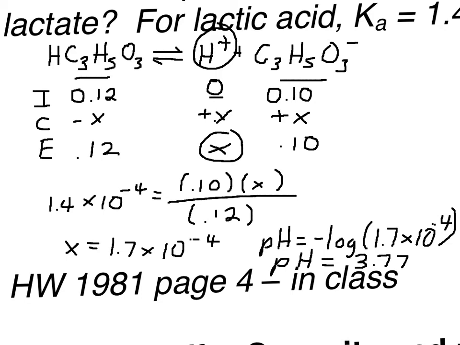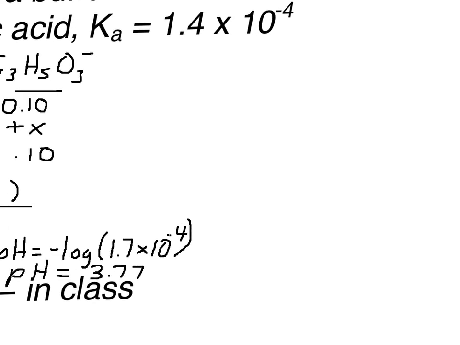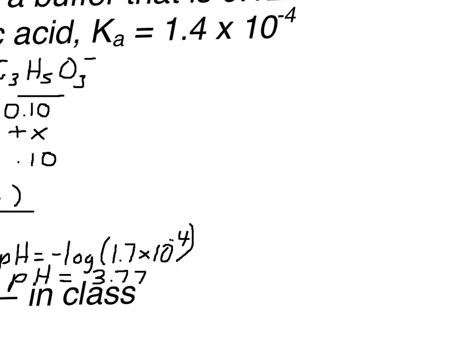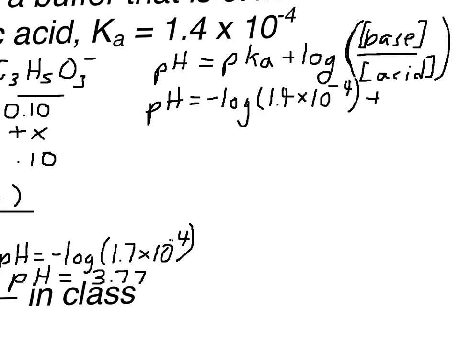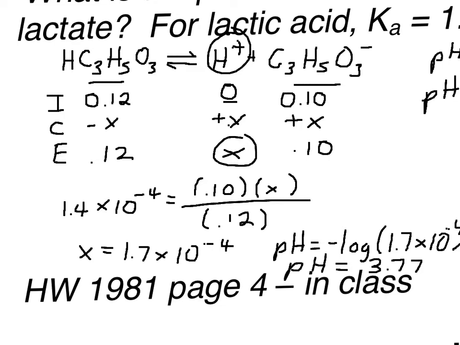Now I'm also going to show you how to do this using the Henderson-Hasselbalch equation. So I'm going to move this over here, and we're going to do the same problem again using a different equation. Okay, here's our Henderson-Hasselbalch equation. Our pH is equal to pKa, that's going to be negative log of our Ka, plus the log of our base concentration over our acid concentration. And this is going to be equal to our equilibrium concentrations of our acid, that's that one, and our conjugate base, that one right there.